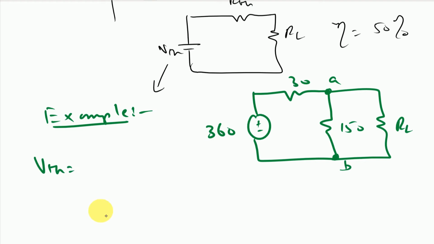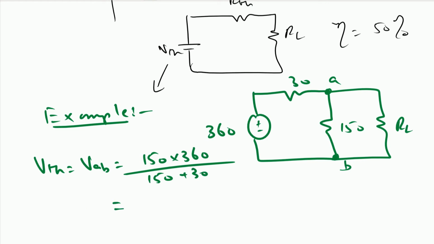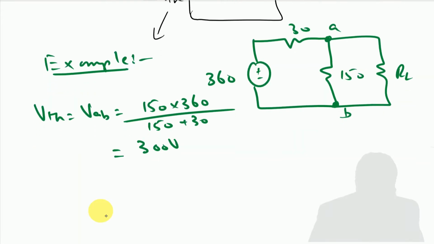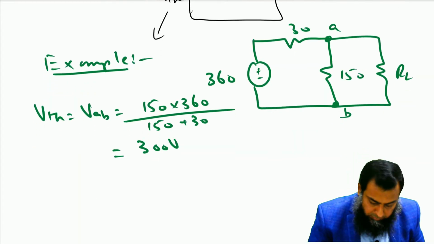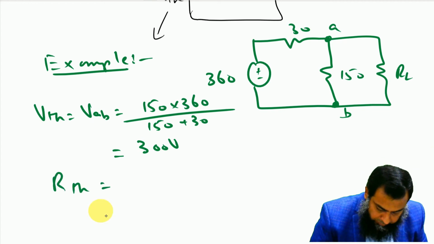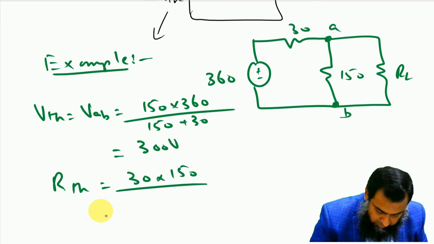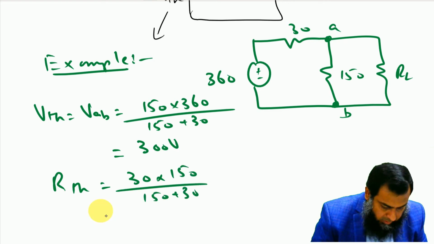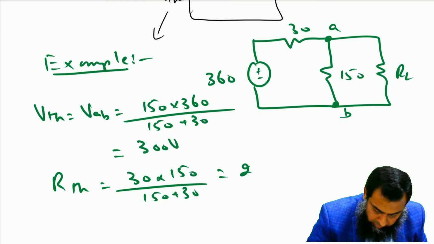So the V Thevenin, which is equal to VAB, can be obtained by applying the voltage divider rule. So 150 into 360 divided by 150 plus 30, and the V Thevenin is equal to 300 volt. Next comes the R Thevenin here. To get the R Thevenin, we have to deactivate this voltage source. After short circuiting this source, we have R Thevenin equal to 30 into 150 divided by 150 plus 30, and therefore R Thevenin is equal to 25 ohm.